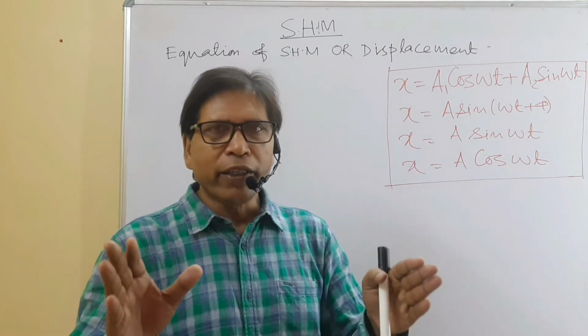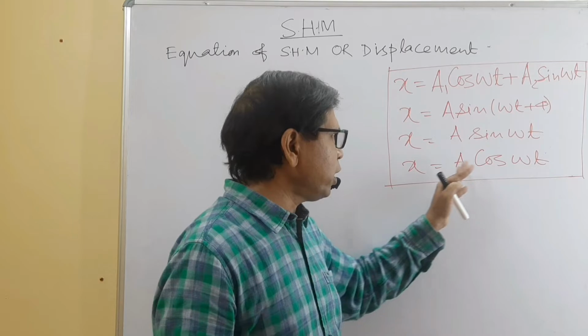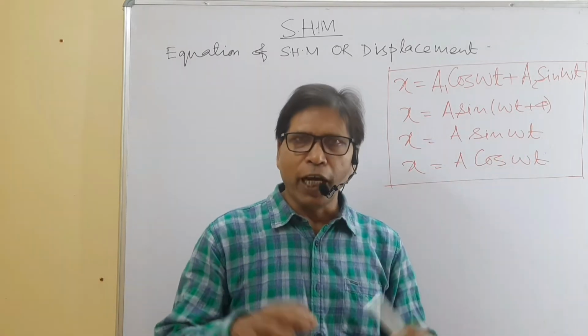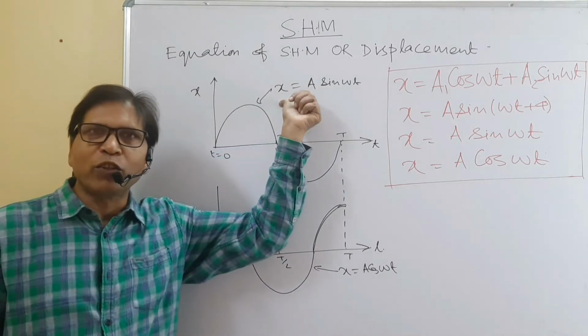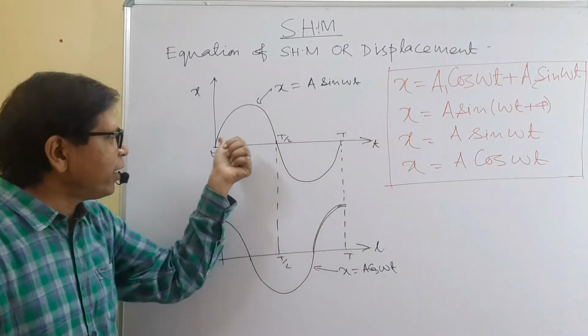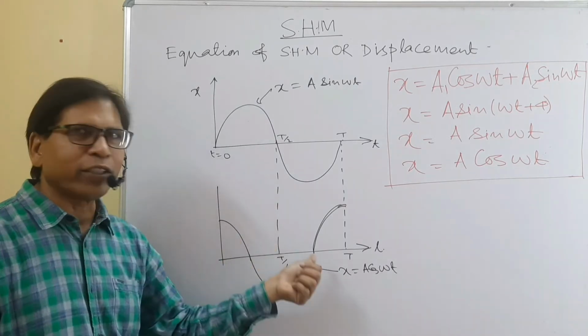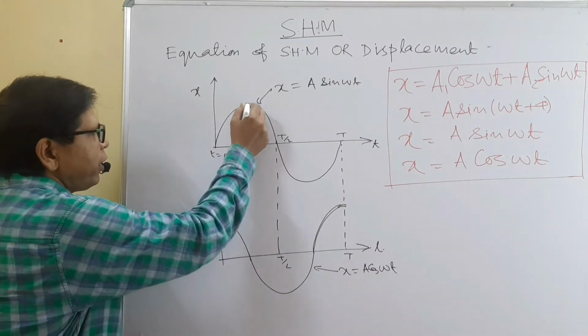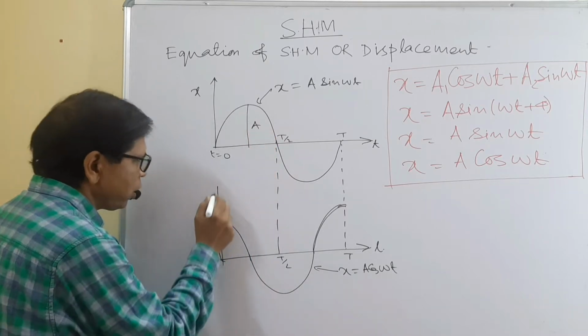Now we draw the two graphs of x equals A sin omega t and x equals A cos omega t with time t. Look at this. This graph is x equals A sin omega t. This is the sine curve, and this is x equals A cos omega t. This is the cosine curve. Okay, and this is the amplitude of oscillation.